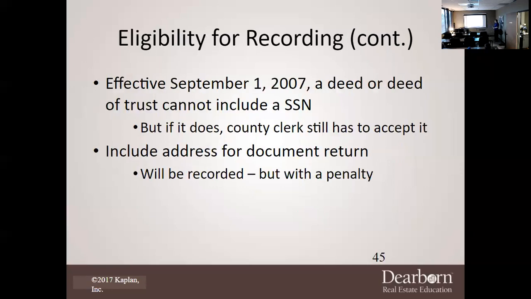So it is in regards to the eligibility for recording. It is effective as of September 1st, 2007, that a deed or deed of trust no longer can include a social security number. But if it does, the county clerk still has to accept it. Used to you had to, but not anymore. It will include the address for document return and will be reported, but with a penalty.